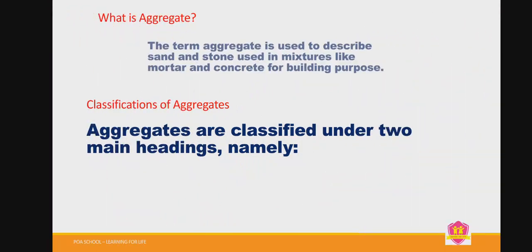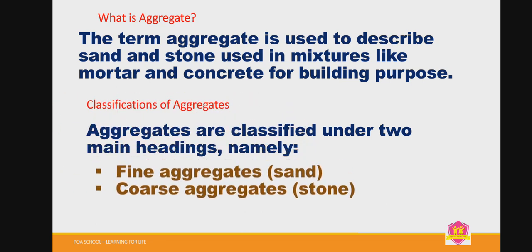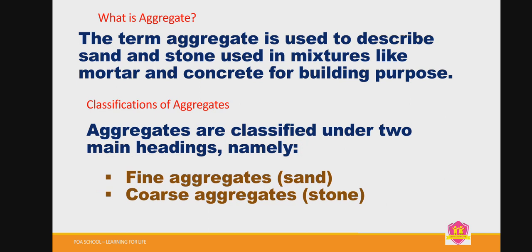Aggregate is a term used to describe sand and stone used in mixtures like mortar and concrete for building and constructional purposes. When it comes to mortar work and concrete work, one of the commonest materials we put together is sand and stone, and these two are considered as aggregate. Aggregate is classified under two main headings: fine aggregate, which is commonly known as sand, and coarse aggregate, which is also known as stones.